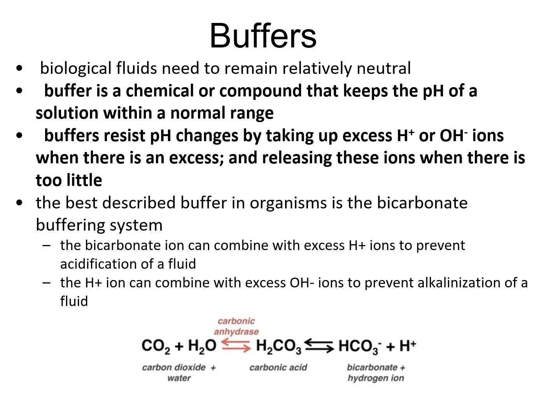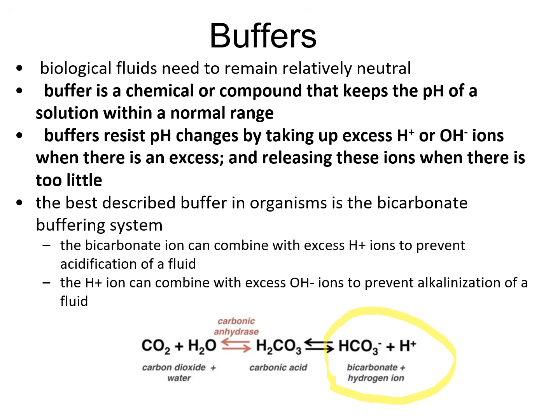Now, the best described buffer in organisms is called the bicarbonate buffering system. Carbon dioxide and water will combine and enzymatically will form something called carbonic acid. This carbonic acid will then dissociate into a bicarbonate HCO3- ion and a hydrogen ion. And it is the presence of hydrogen ion that determines the pH of things like our blood plasma, tissue fluids, and the pH inside a cell in its cytoplasm.